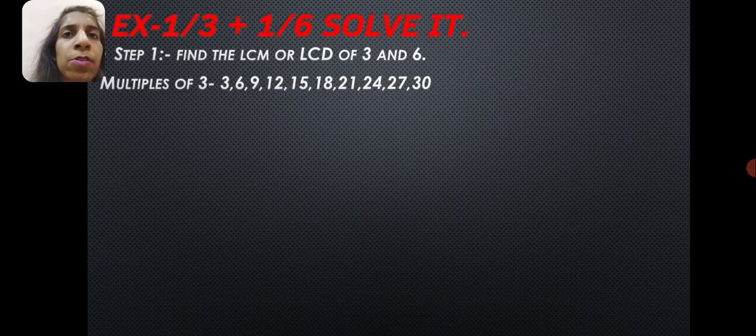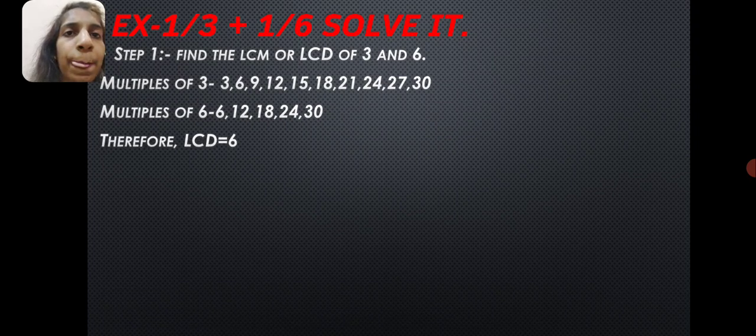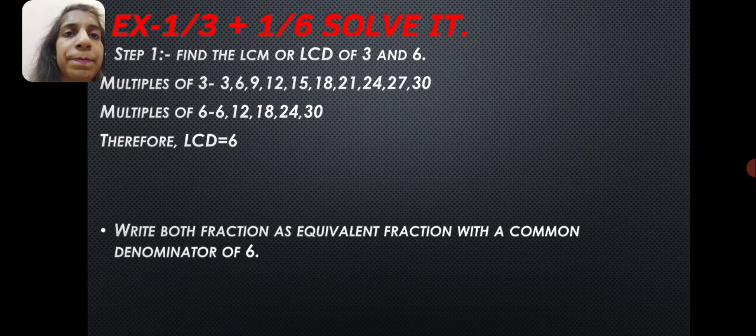So what will be the multiples of 3? Here are the multiples of 3: 3, 6, 9, 12, 15, 18, 21, 24, and so on. Next we will see the multiples of 6: 6, 12, 18, 24, 30, and so on. Therefore the LCD will be 6.